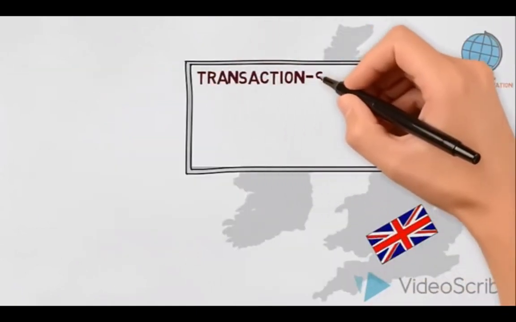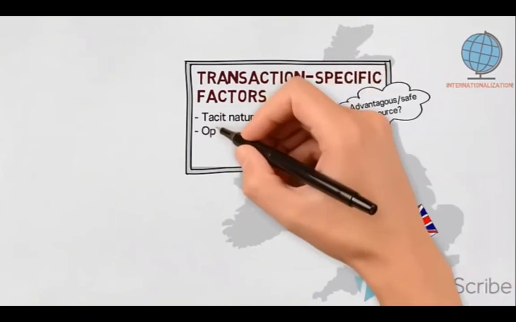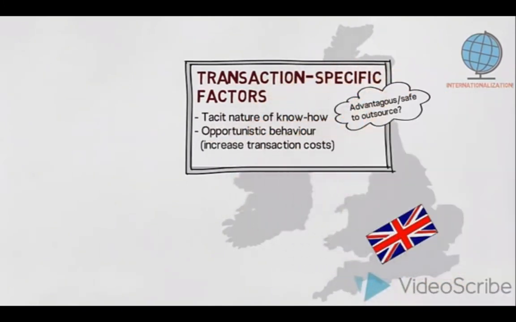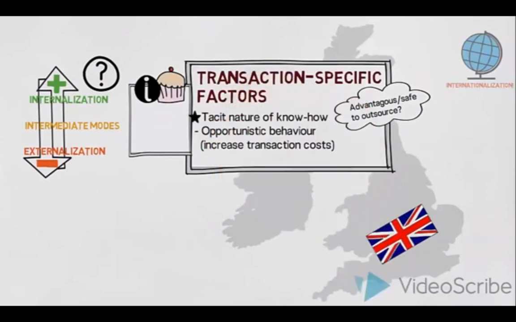So let us move on to the third set of factors, the transaction-specific factors. These address to what extent outsourcing, i.e. using an independent partner to carry out certain functions, is advantageous and safe. Let us use the same visual as before as we evaluate and see if they indicate a move towards French cakes' first or second suggestion.